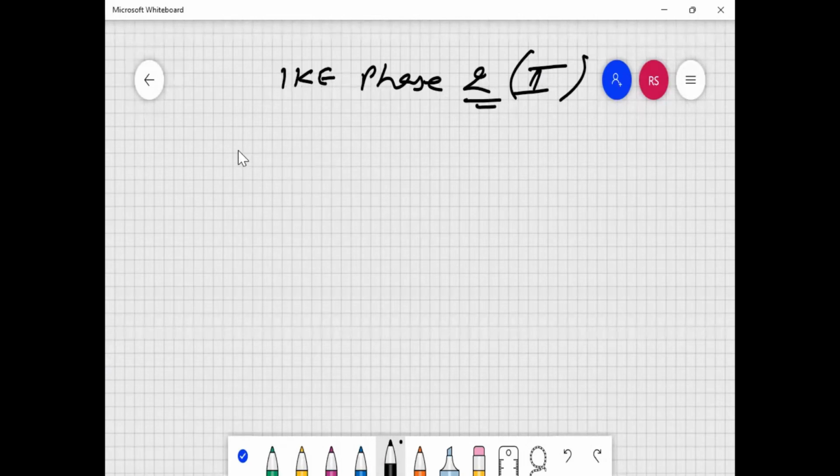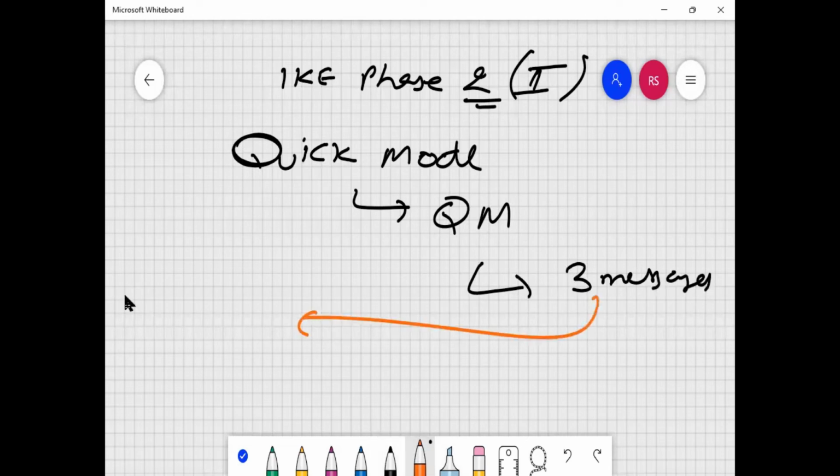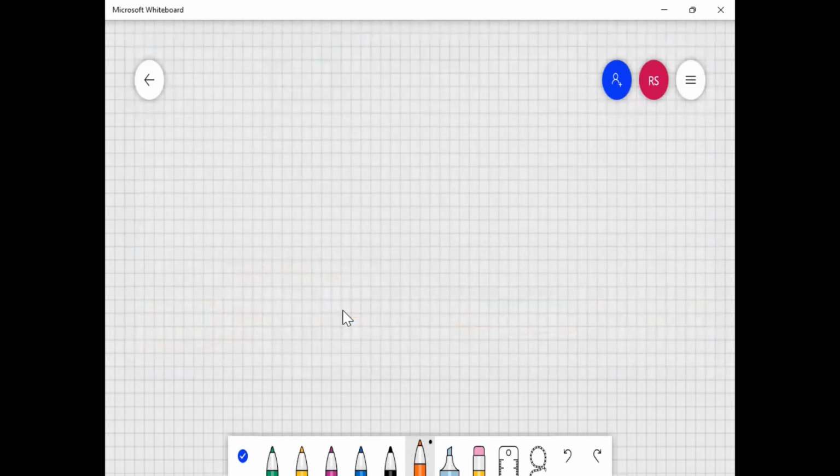For phase 2, the mode is quick mode. Generally for Cisco, as I was saying, 3 messages. For other vendors, 4 messages. This is an important question, even big giants used to ask such questions. So let us see what's in the quick mode, or what's in phase 2. Let us see through the slide.